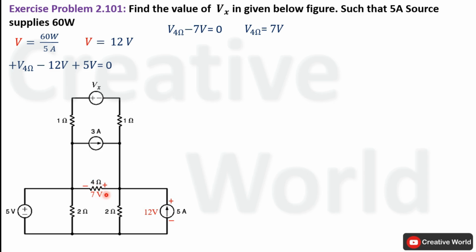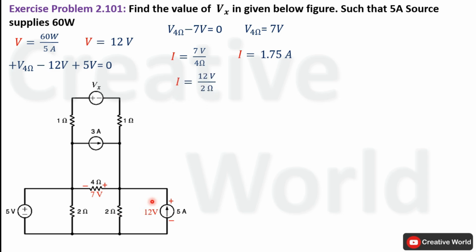Now after getting the value of voltage across this resistance, we can calculate current through this resistance using Ohm's law. So equation of current for this resistance will be 7 volt divided by 4 ohm. It will become 1.75 ampere. Similarly, current through this resistance can also be calculated because voltage across this resistance is known.